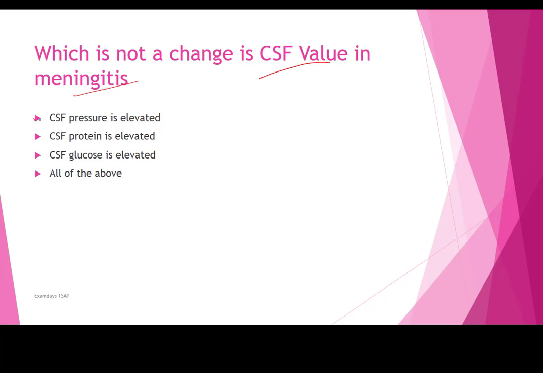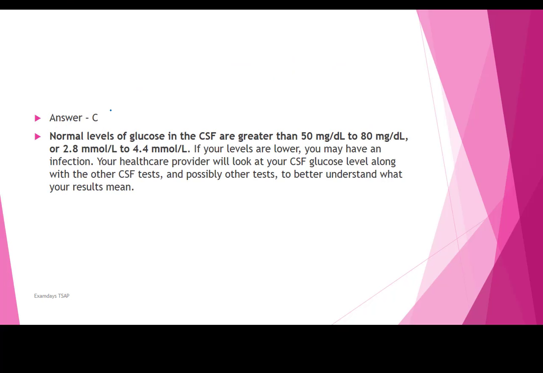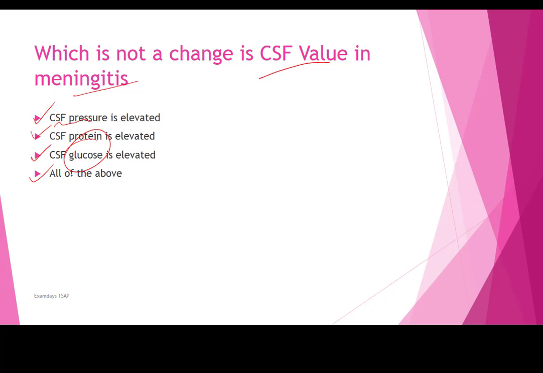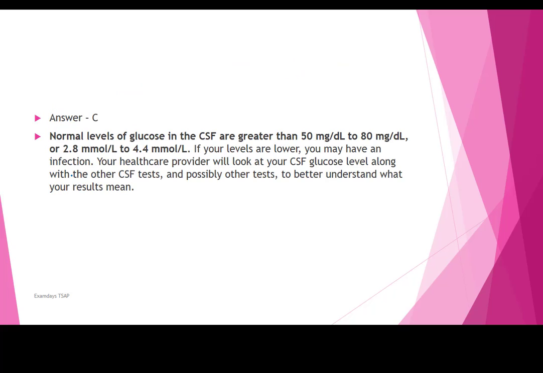meningitis? Your options are: A, CSF pressure is elevated; B, CSF protein is elevated; C, CSF glucose is elevated; and D, all of the above. So the main thing is that glucose is elevated, which is the value that does not change in CSF. The normal level of glucose in the CSF is greater than 50 milligrams per dL to 80 milligrams per dL, or 2.5 mmol/L to 4.4 mmol/L.